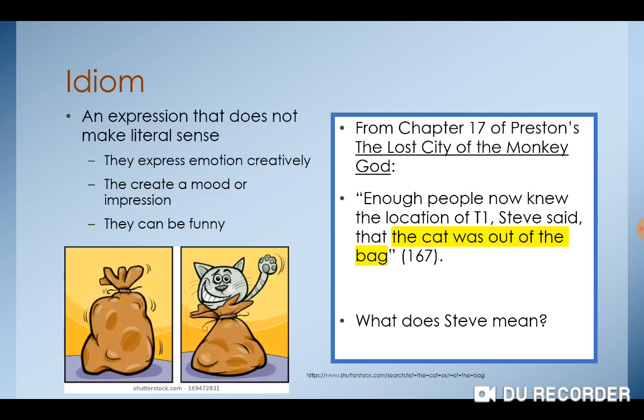Okay. Next, you have idioms. Idioms are expressions that don't make literal sense. So the one that Steve Elkins actually uses, in chapter 17, is "Enough people now knew the location of T1, Steve said, that the cat was out of the bag." Now, the cat was out of the bag is an example of an idiom, because it's an expression that doesn't make literal sense. There really is no cat, there's no bag, and there's no cat out of the bag.